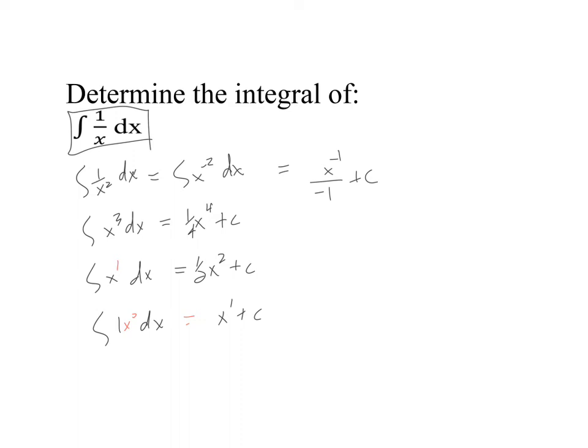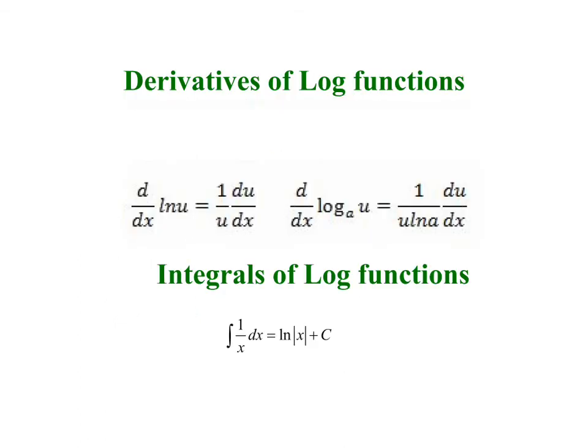Because if we write that as x to the -1, and if we follow the same power rule steps, we would raise the power to 0 and divide by 0. Can't divide by 0. So this is the only one that doesn't follow the power rule. So if you remember back to earlier units when we were doing logs, that was the derivative of ln x. So when we had y equals ln x, the derivative became 1 over x.